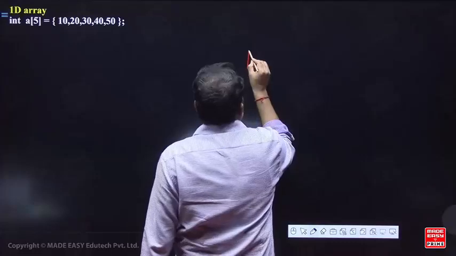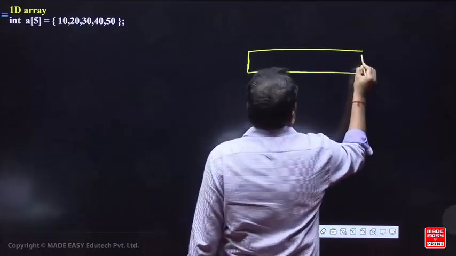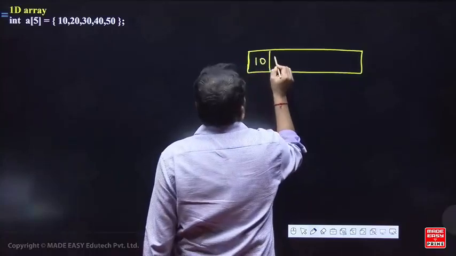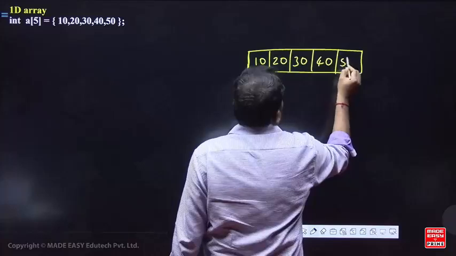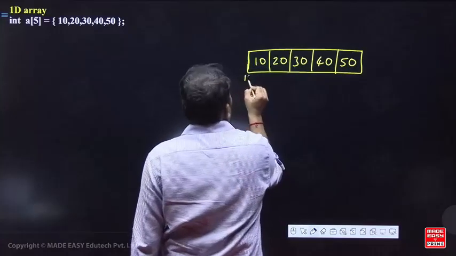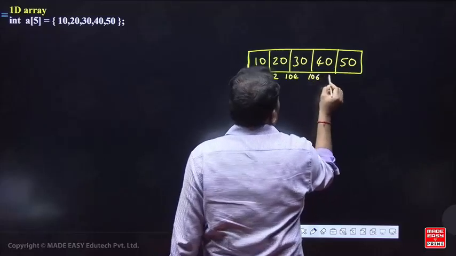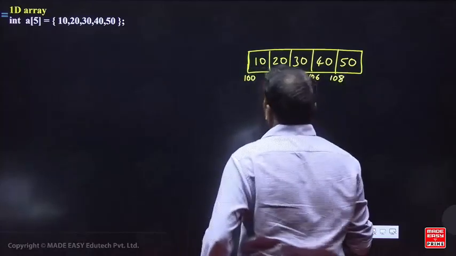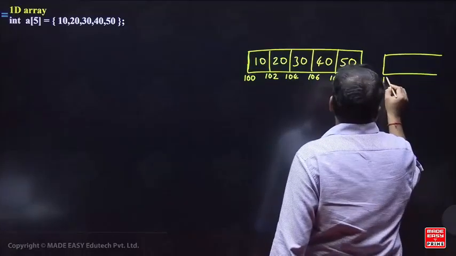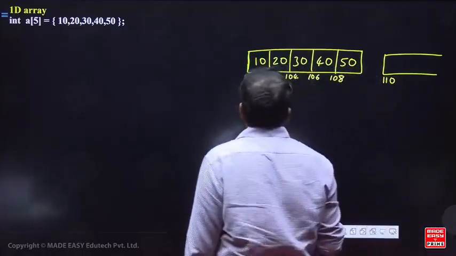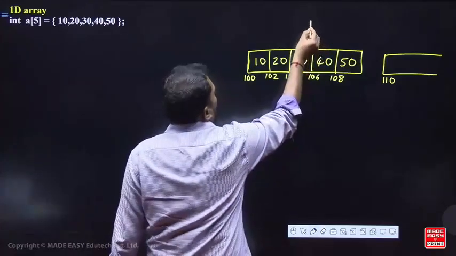Okay, just listen here. So you are having a 1D array. Let's say the elements are 10, 20, 30, 40 and 50. Let's take the base addresses as 100, 102, 104, 106, 108. Next 110. Okay, so just listen first. Don't copy. Just wait one minute.